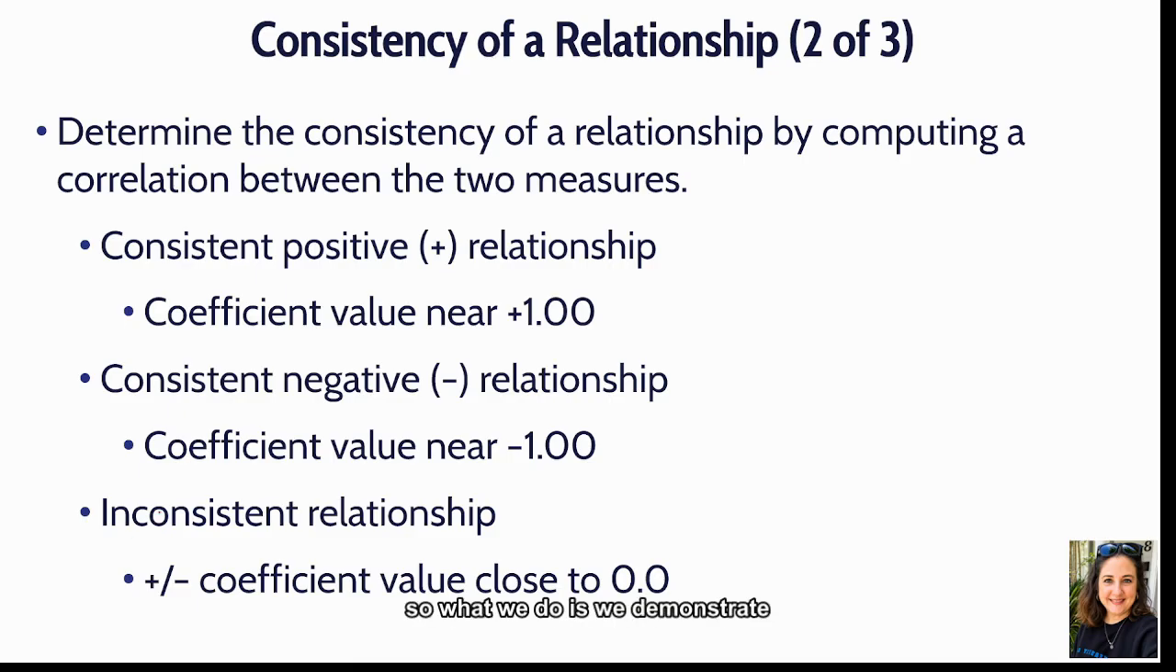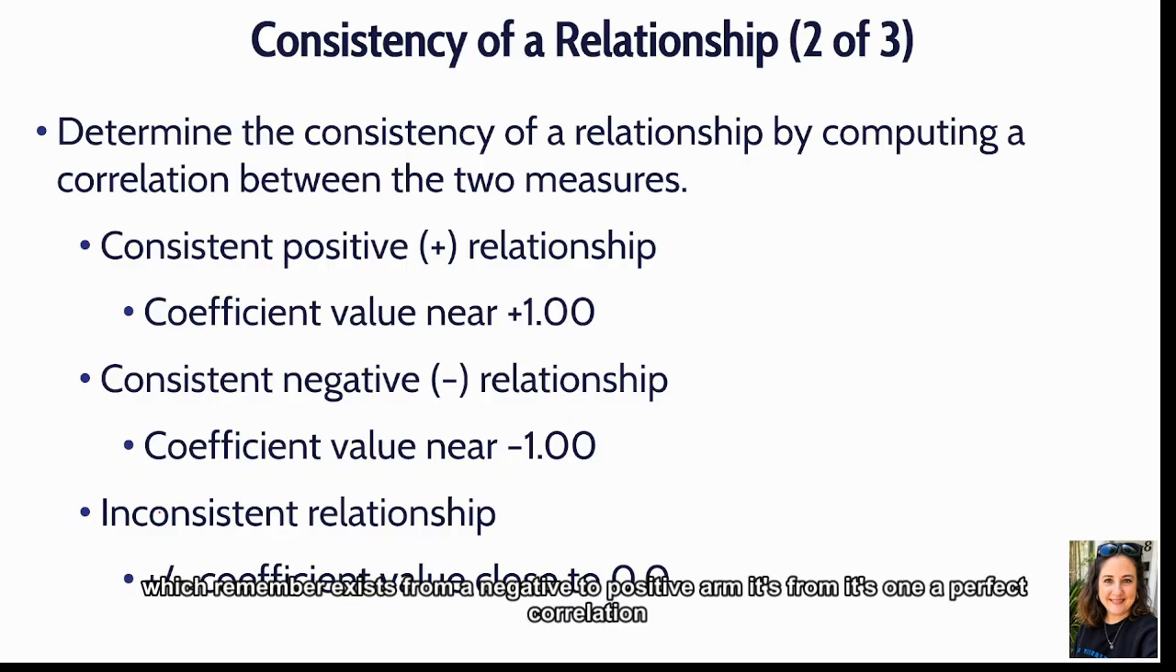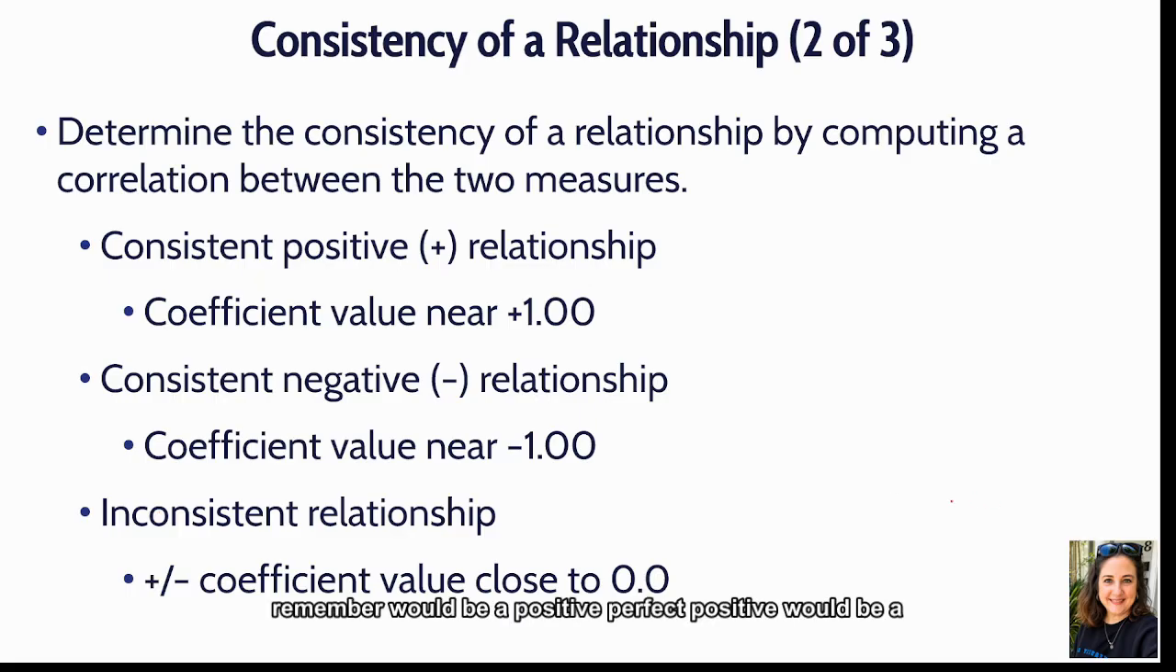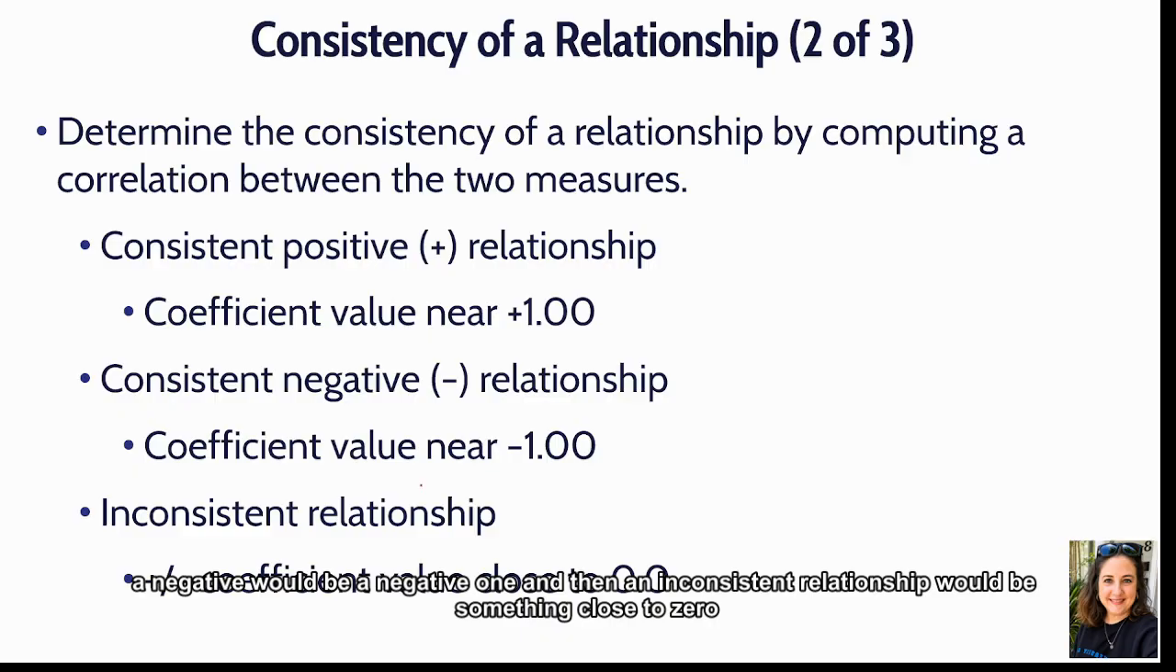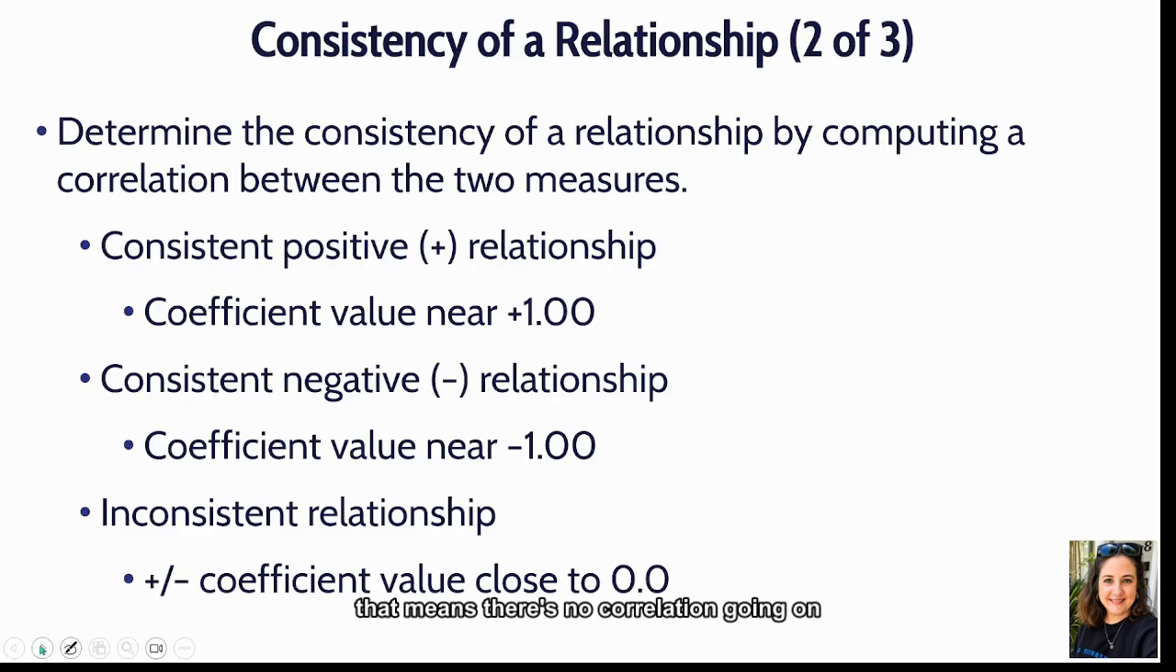So what we do is we demonstrate that relationship by calculating Pearson's r, which, remember, exists from a negative to a positive. A perfect correlation would be a positive 1. So on the screen here, you've got 3 different levels. You've got the consistent positive. That's going to give you your Pearson's r at about 1. A negative would be a -1, and then an inconsistent relationship would be something close to 0. That means there's no correlation going on.